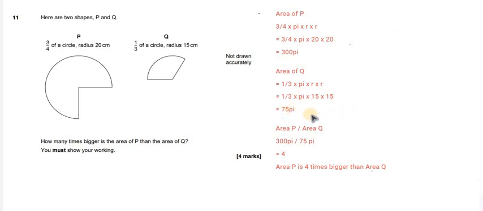Okay? Now, to find how many times the area of P is bigger than the area of Q, that's area of P divided by the area of Q. That's 300 pi divided by 75 pi. Okay? That's 3 times 100 over 25 times 3. Okay? Ends up just being 4. Okay? Area of P is 4 times bigger than the area of Q.